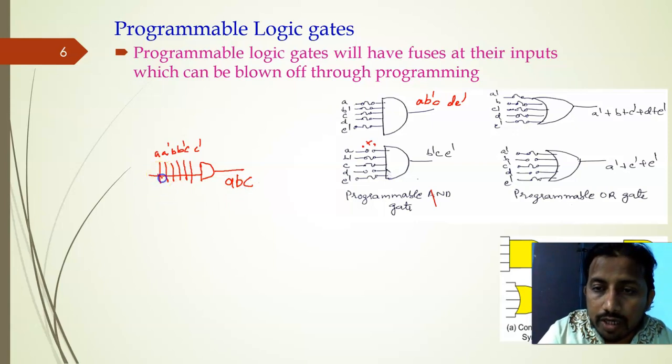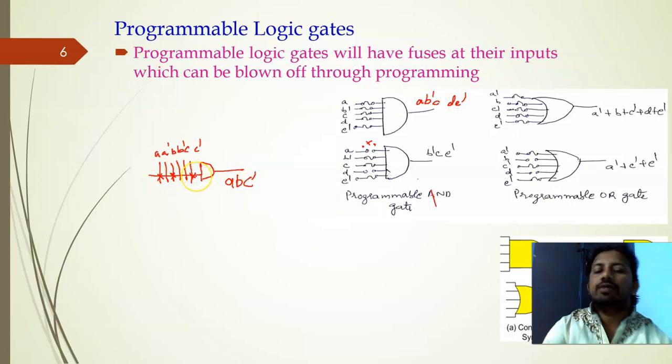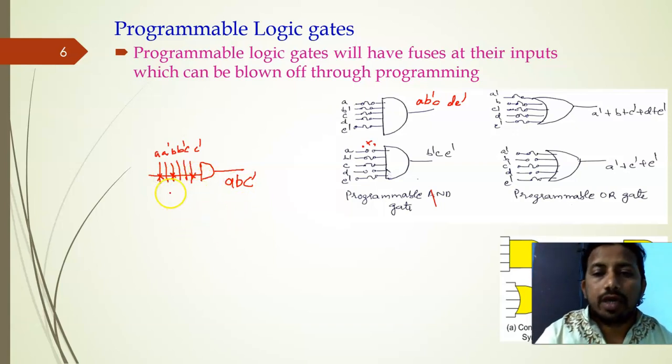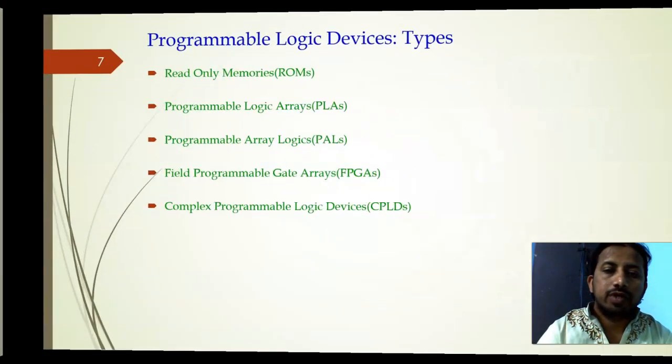So you put a cross mark at A, B, and let's say this is C prime, so put a cross mark at C prime. A, B, C prime. Suppose if it is A, B, C, you need to put a cross mark at A and B and C. The same applies for the AND gate.